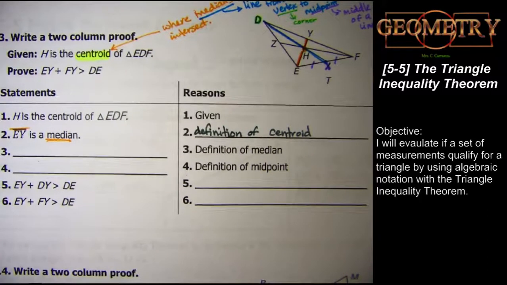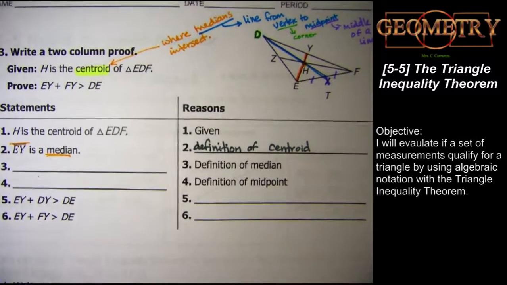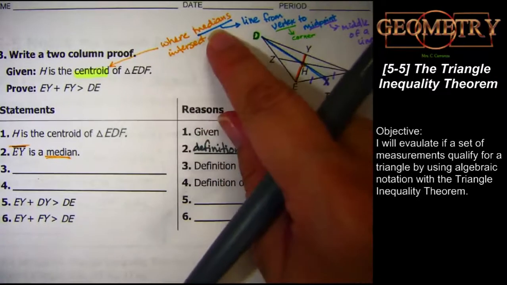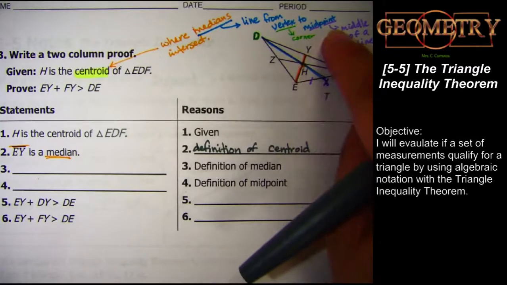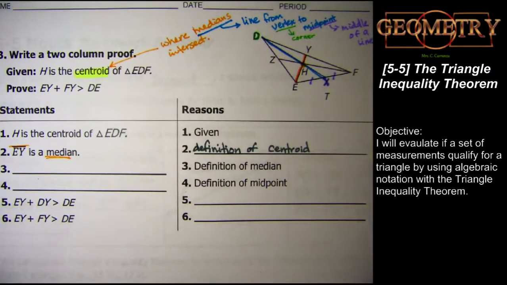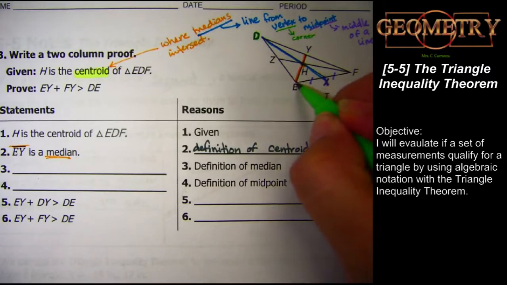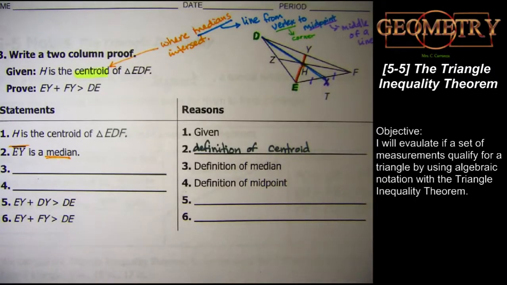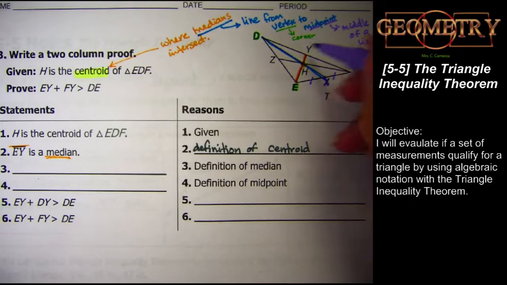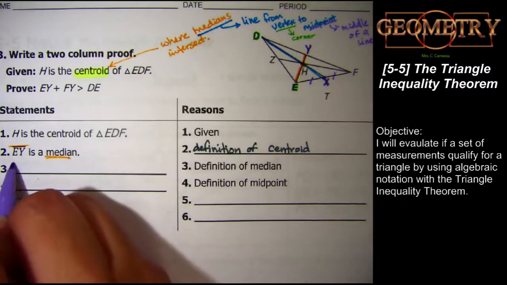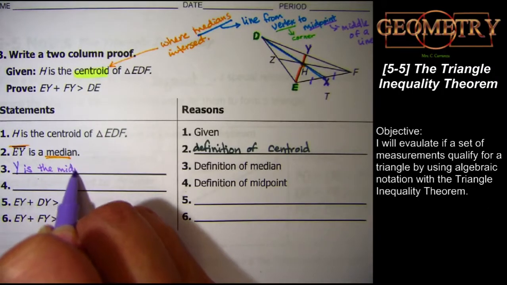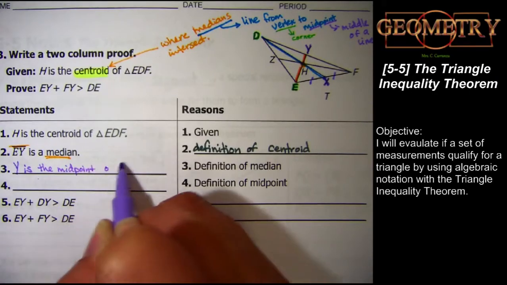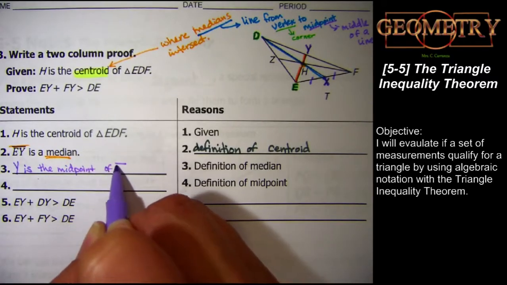All right, the next reason is we're going to use the definition of median. So we're going to look over here. Definition of median says that it's a line from corner to midpoint. All right. We know that E is a vertex. What kind of point then is Y? Yep. And so this statement can be that Y is the midpoint of line segment DF.